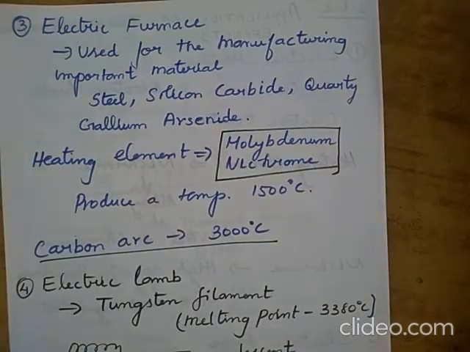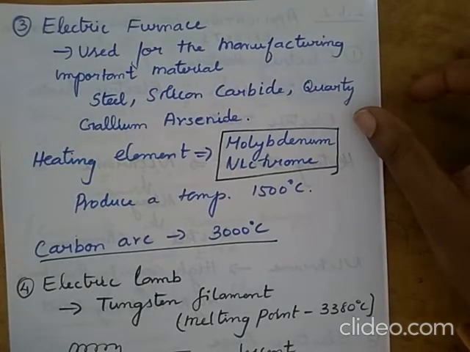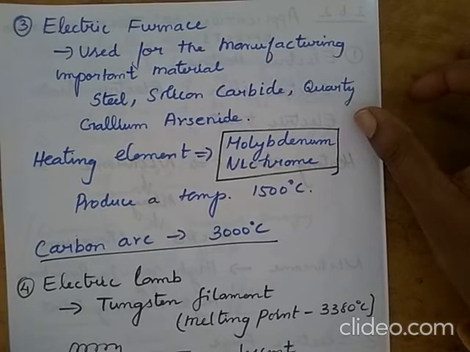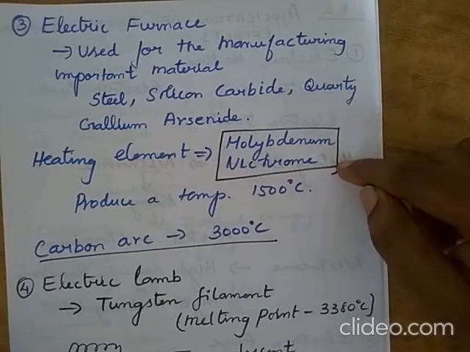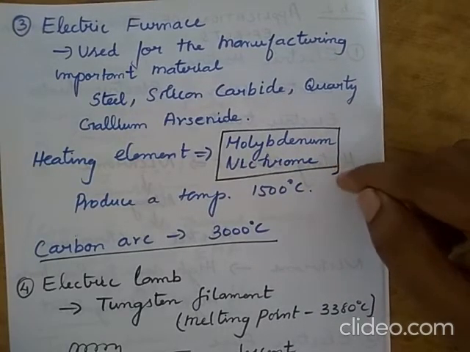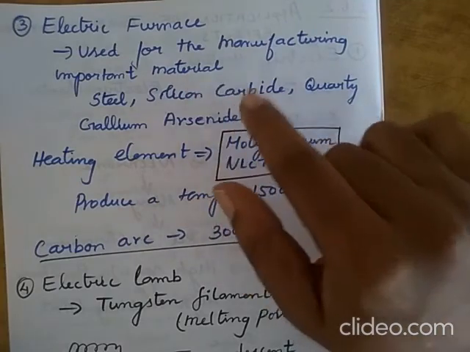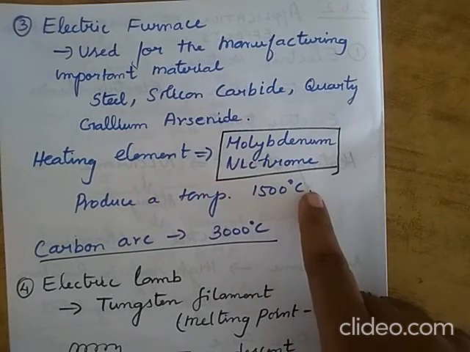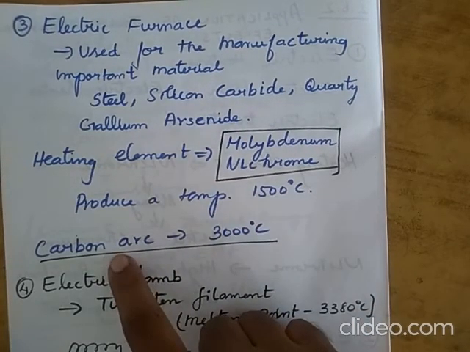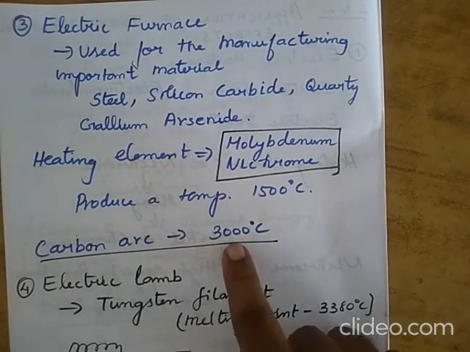Our next application is the electric furnace. Using this furnace we can manufacture important materials such as steel, silicon carbide, quartz and gallium arsenide. In this furnace the heating element is molybdenum and nichrome wire wound on a silica tube. This electric furnace can produce a temperature of 1500 degrees Celsius. If we need more temperature, we can use a carbon arc, because a carbon arc produces a temperature of 3000 degrees Celsius.